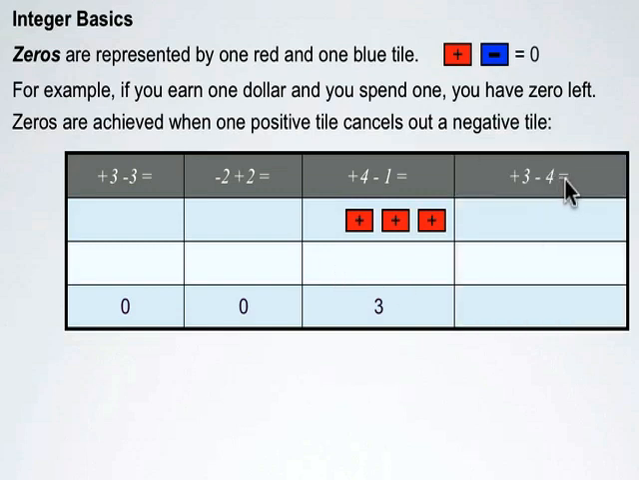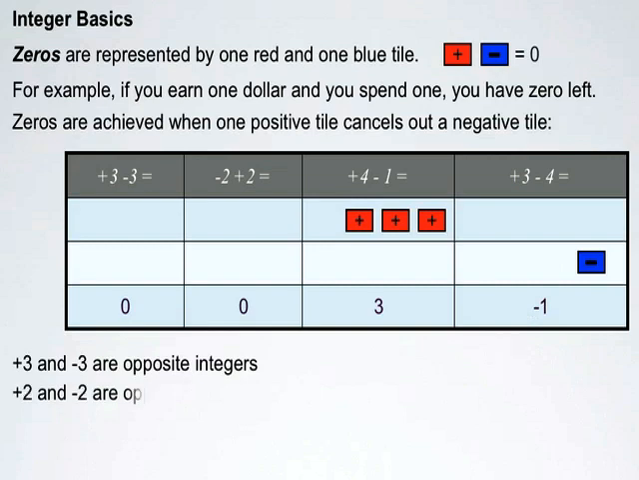Positive 3, negative 4, 3 red tiles and 4 blue tiles. I have 1, 2, 3 zeros that I can cancel out. When all my zeros are gone, I'm left with 1 blue tile, so the answer is negative 1.